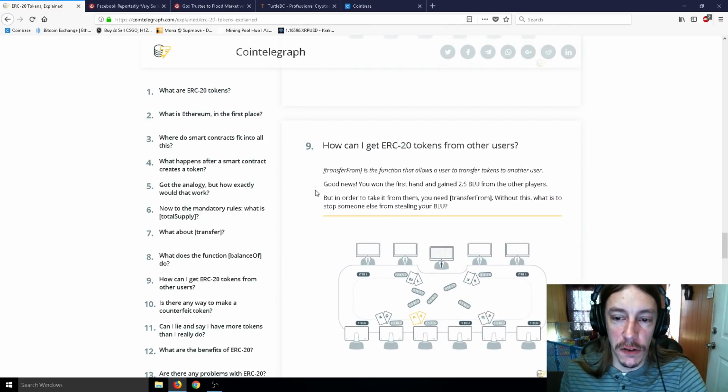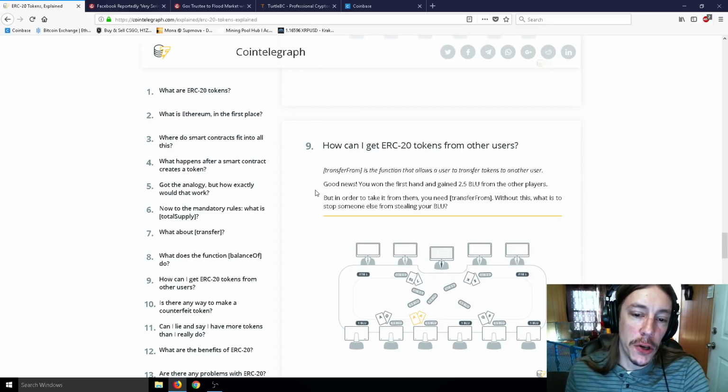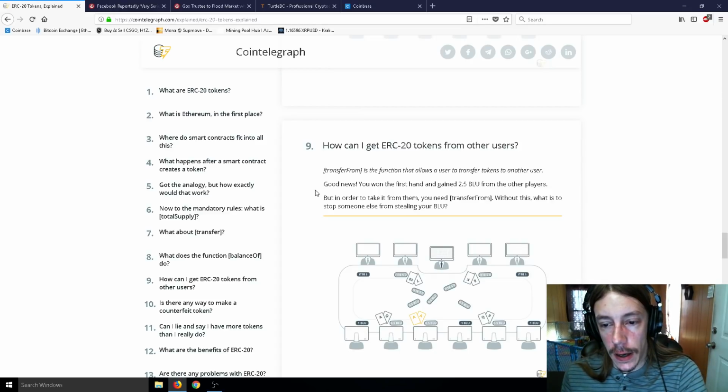So how can I get ERC tokens from other users? Good news, you won the first hand and you gained 2.5 blue from the other players. But in order to take it from them, you need transfer from.